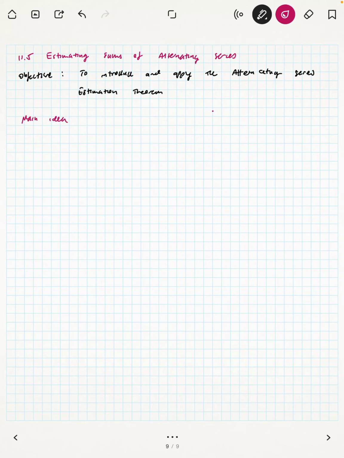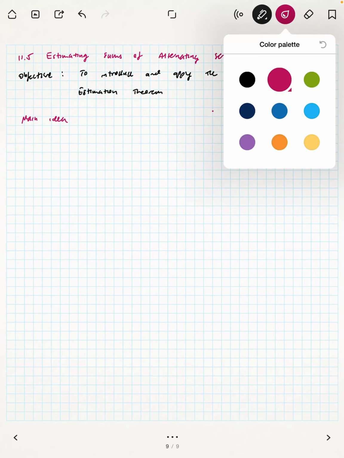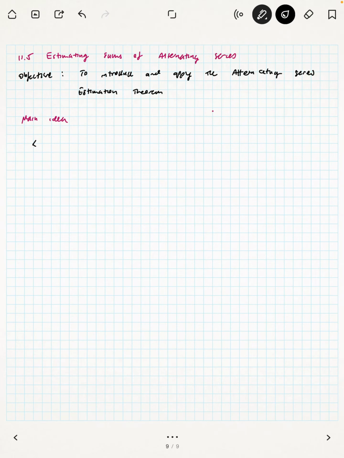Okay, so now we're going to talk about estimating sums of alternating series. And see, here's the thing about alternating series. That picture I drew in the previous video is actually going to illustrate a lot of different important things about alternating series, including what we're going to talk about here, which is the alternating series estimation theorem. The main idea is that every alternating series that converges has a finite value, and we have a good bound on that finite value. And I'm going to draw that picture again because it's just such a good picture.